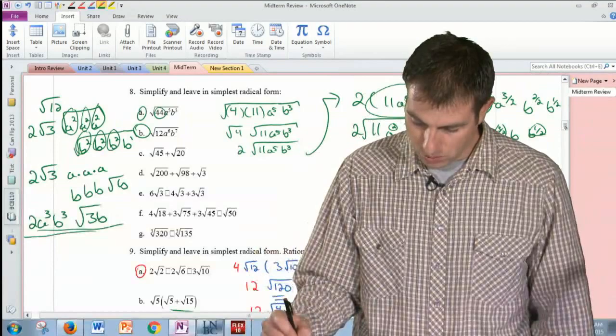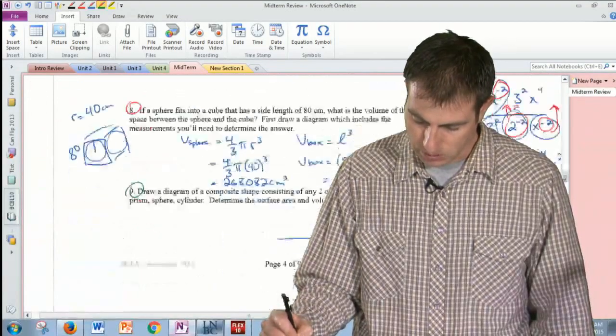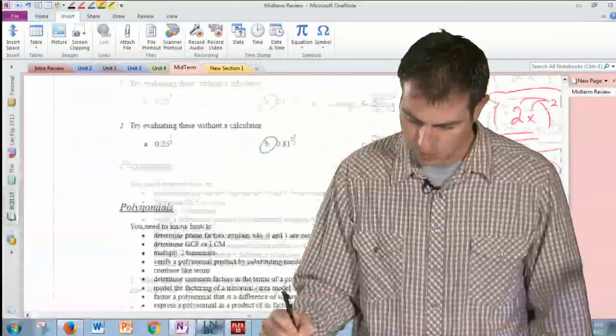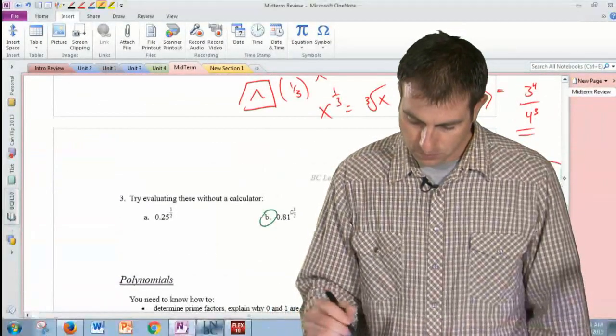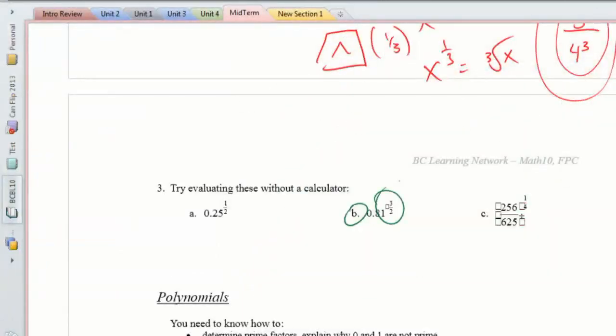Jade had one more question, I think, or somebody did, with fractional exponents. Try valuing these without a calculator. Does the exponent here, 3 over 2, have a negative sign in front of it, or is it just positive?